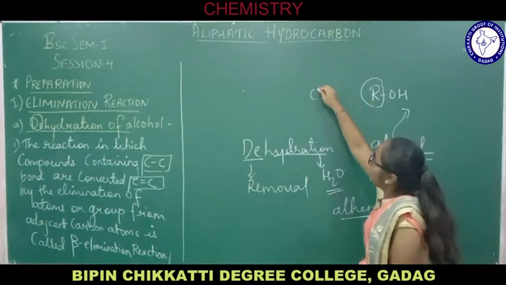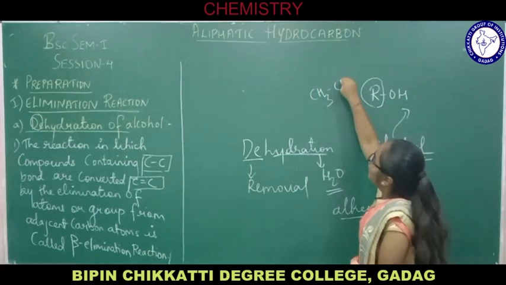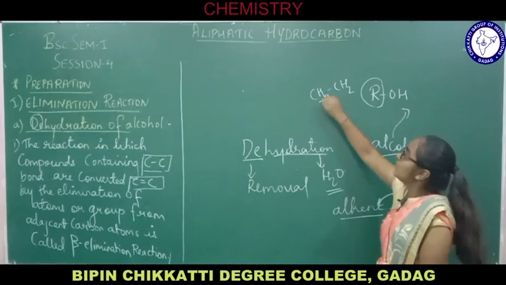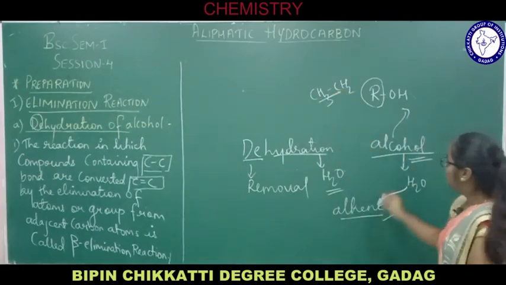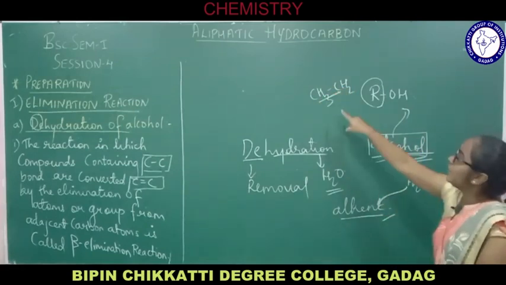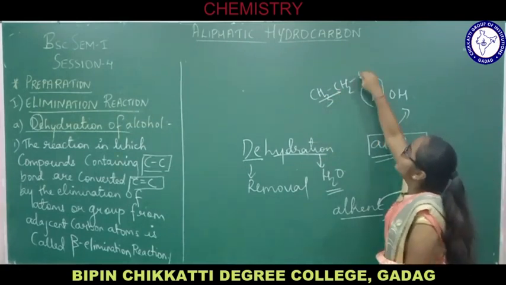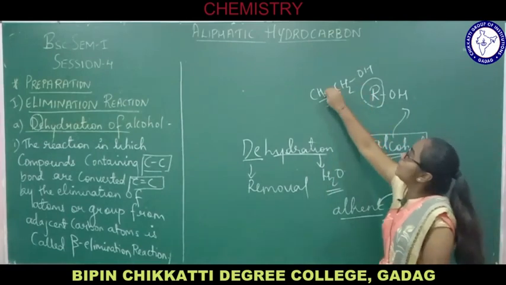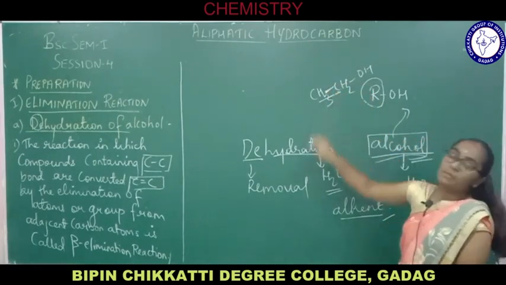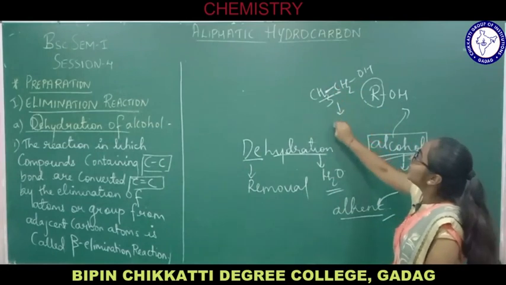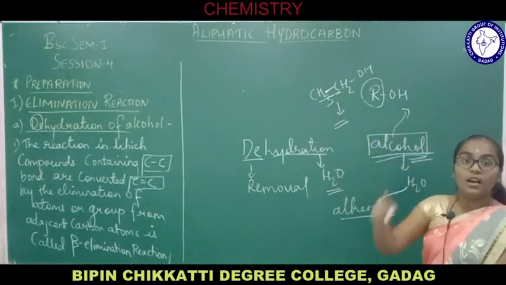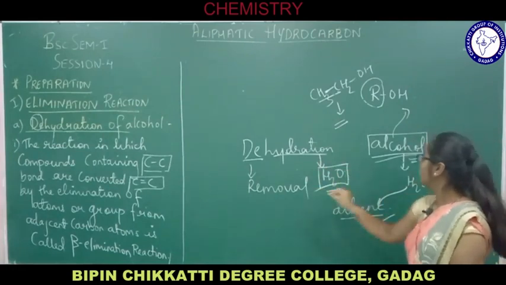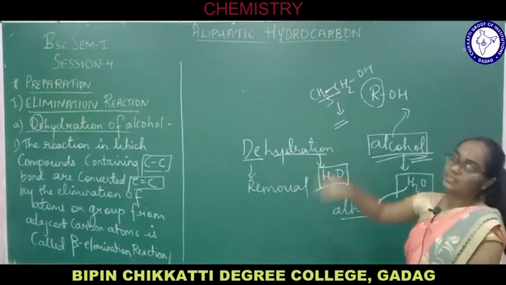So if I am taking ethyl as the alkyl group, here a carbon-carbon single bond is there, no? Right? So the alcohol contains a carbon-carbon single bond, and OH is attached to it as a functional group. That carbon-carbon single bond is going to get converted into a carbon-carbon double bond by elimination of a water molecule from it.